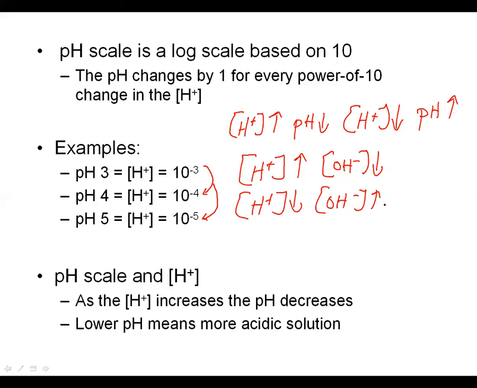If the H plus concentration went down, the OH minus concentration would go up, which means the basic part of the solution would be larger, and the pH would also go up as well.